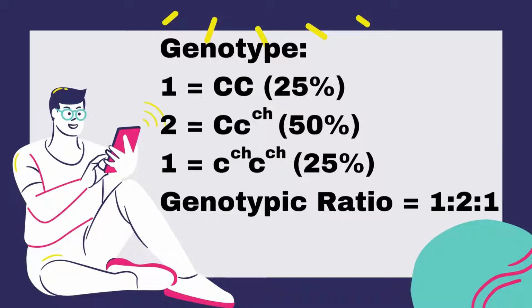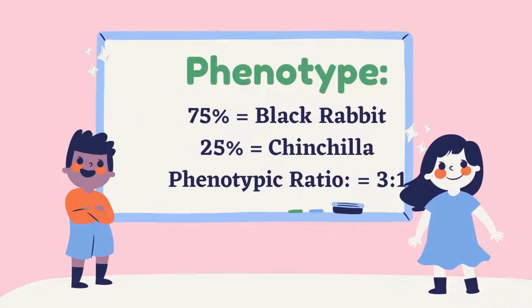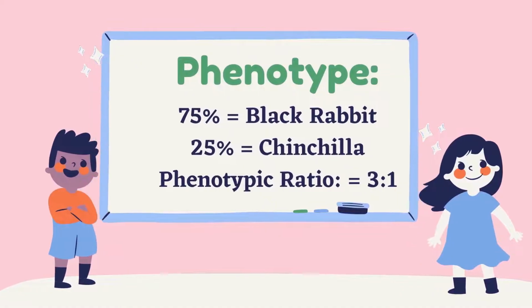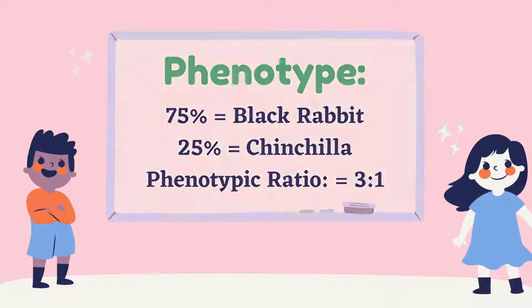So, for the genotype, we have 1 homozygous black, 25%, 2 heterozygous black, 50%, and 1 homozygous gray, 25%. The genotypic ratio is 1:2:1. The phenotype for F2 generation is 75% black rabbit and 25% chinchilla. The phenotypic ratio is 3:1.